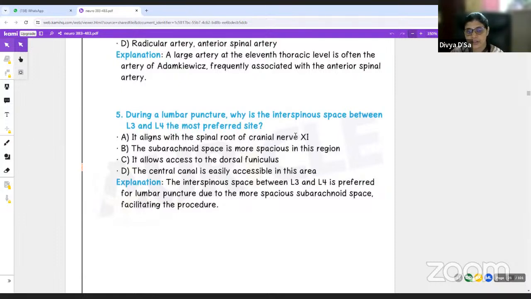It aligns with the spinal root of the cranial nerve. That is which one? 11th cranial nerve. Spinal root of cranial means the accessory nerve. The subarachnoid space is more spacious in this region. Then it allows access to the dorsal funiculus. The central canal is easily accessible in this area. So what is the explanation? The interspinal space between L3 and L4 is preferred for lumbar puncture because of the more spacious subarachnoid space, which facilitates the purpose. Okay.